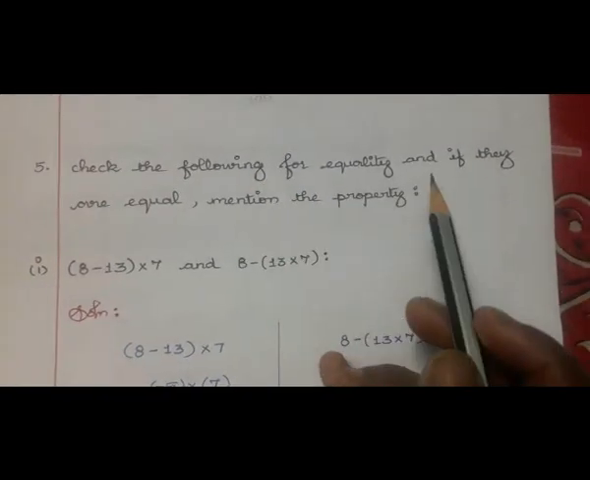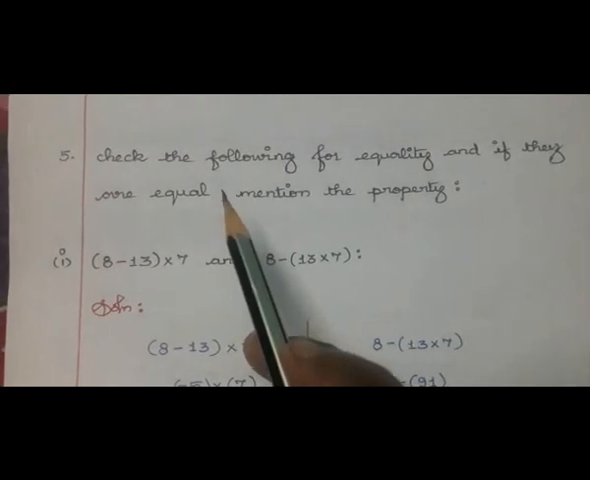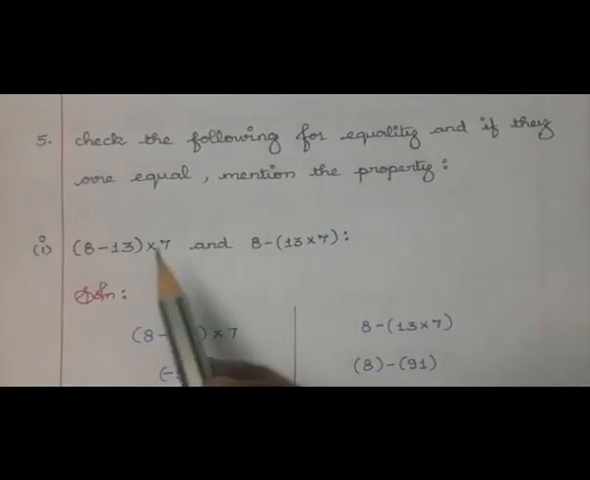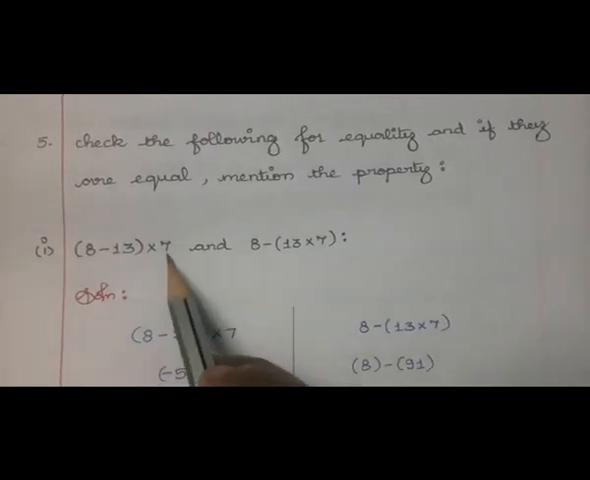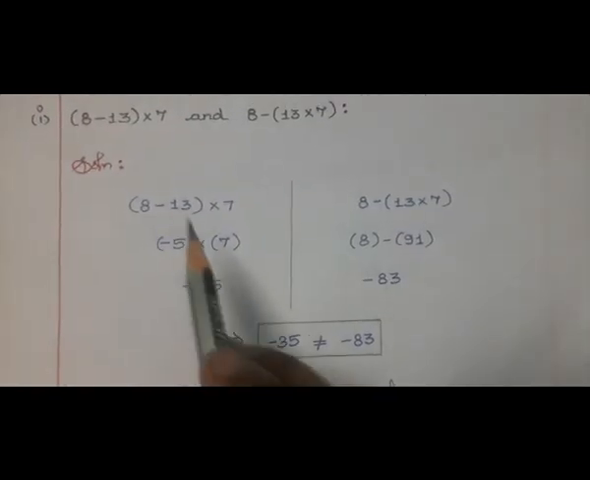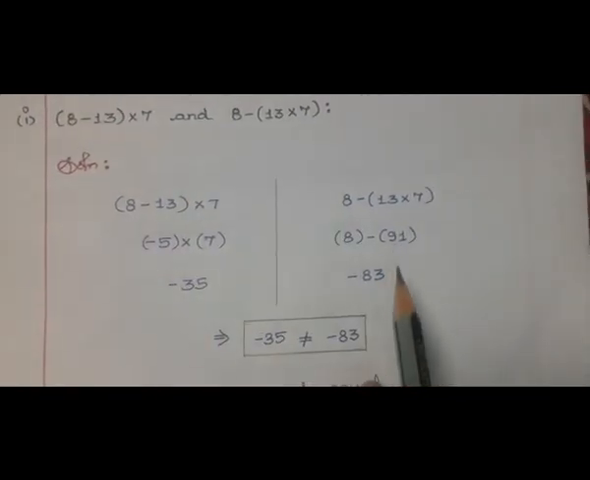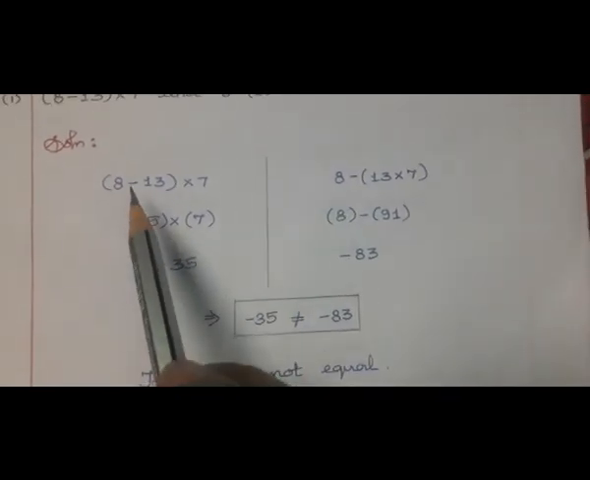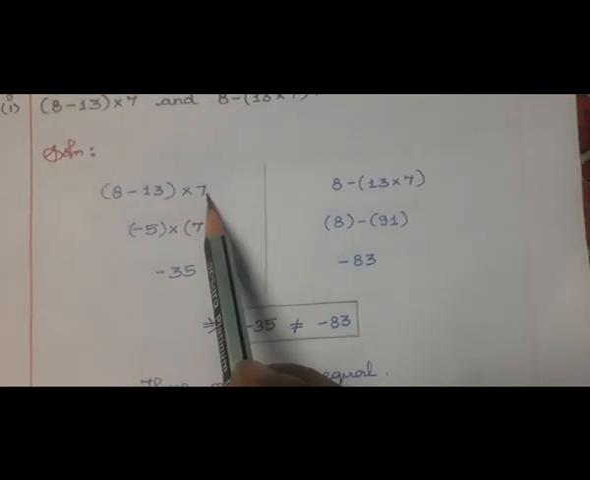Check the following for equality, and if they are equal, mention the property. Now with the given expressions, we are going to check whether both are equal. If equal, we are going to mention the property. Here comes the left hand side. I have taken the first expression, and on the right hand side I have taken the second. Okay, the equation goes this way: 8 minus 13 into 7.